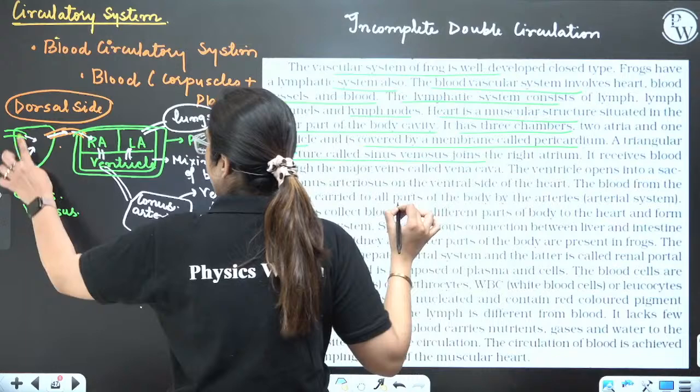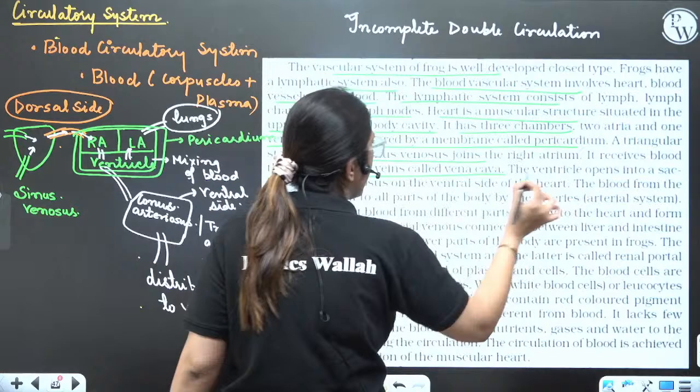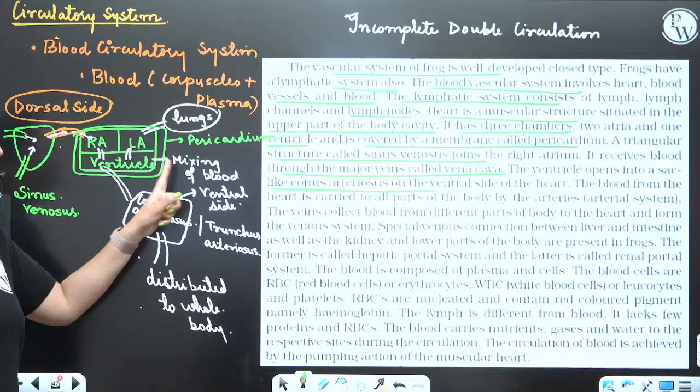Sinus venosus joins the right atrium. It receives blood through the major veins called vena cava. The ventricle opens into a sac-like structure, conus arteriosus, on the ventral side. V for ventricle, so it is present on the ventral side of the body, and this is on the dorsal side of the atria.